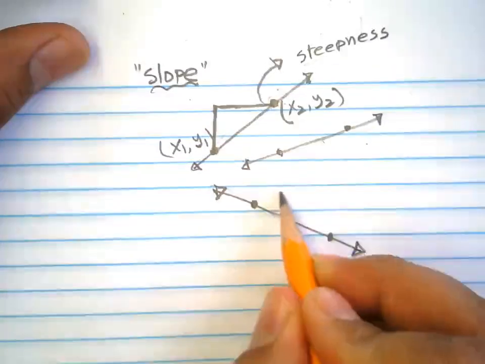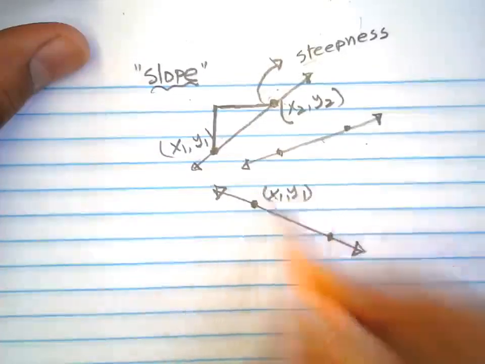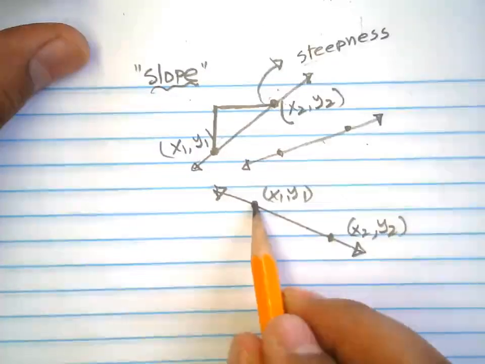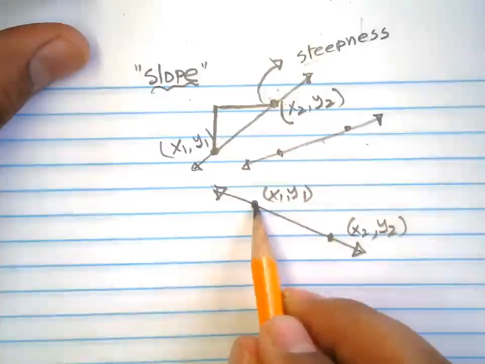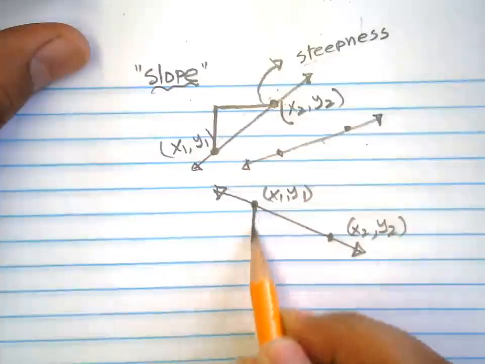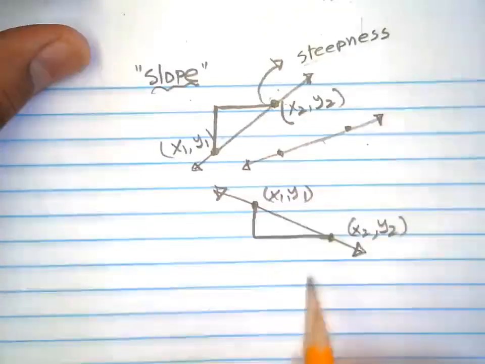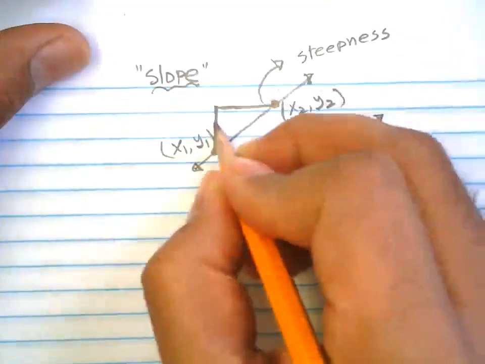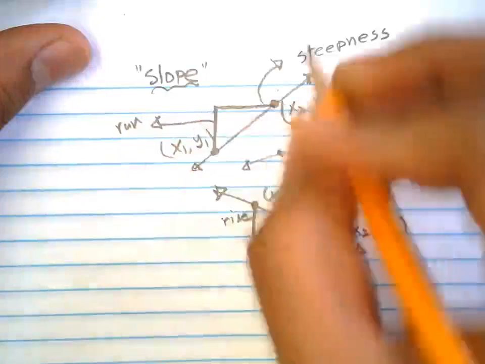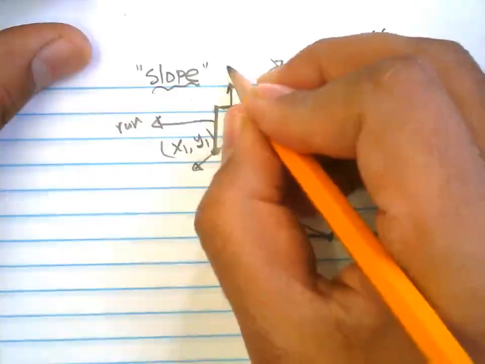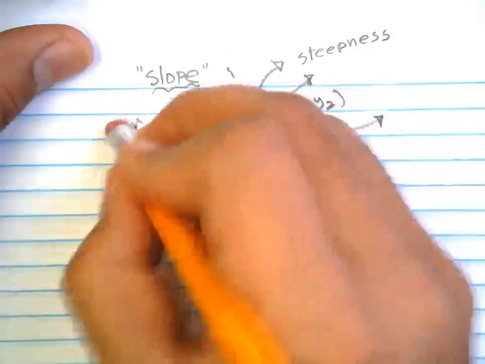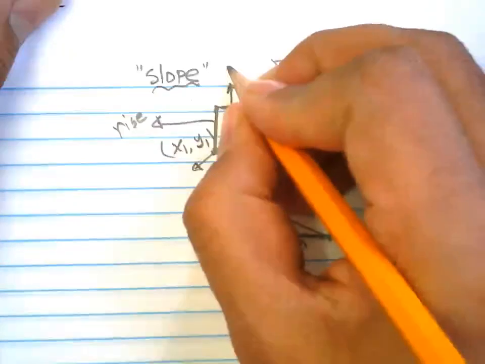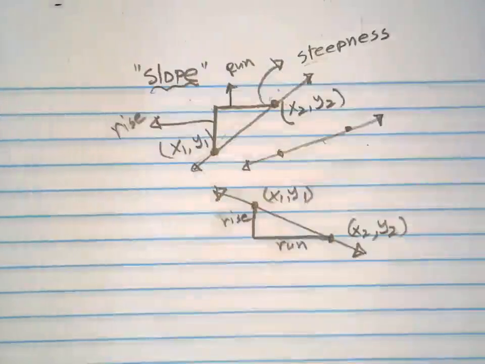Again, in the other line, this one is x1, y1 and this one is x2, y2. How much do I have to go down? That means a negative rise, I'm going down. And how much do I have to go across? This is called the run. This is the rise, and this is the run. Slope is always rise over run.